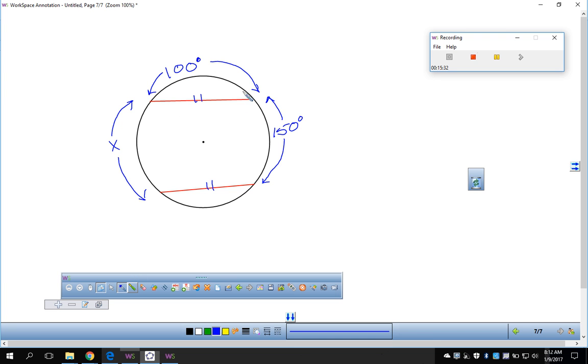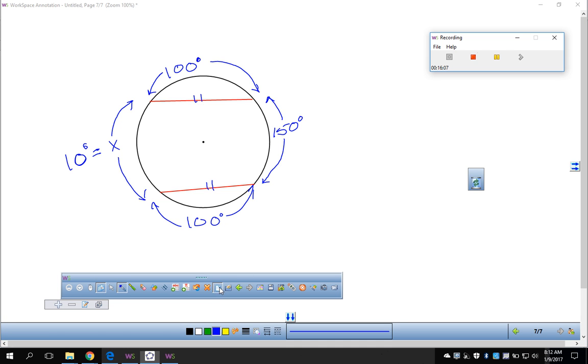If this is 100 and these two chords are congruent, how far does it have to be from here to here? How far does that have to be? 100, right? How many degrees altogether in a circle? 360. So what's left over for x? 10, right? So even though it doesn't look like it, x is going to be 10 degrees. All right? Okay? And then I just want to do one more example, and yeah, we got time.